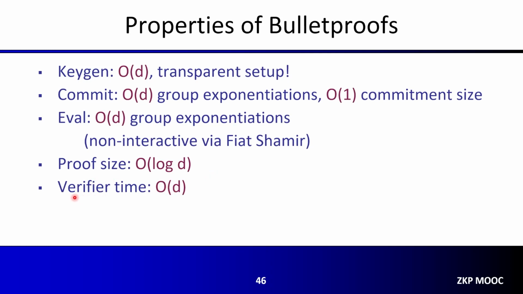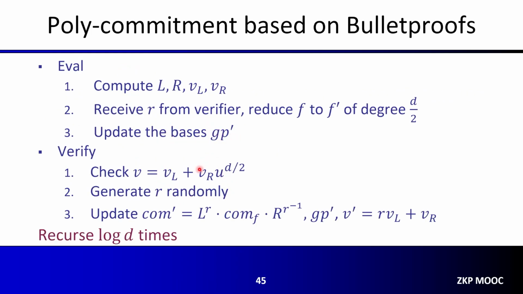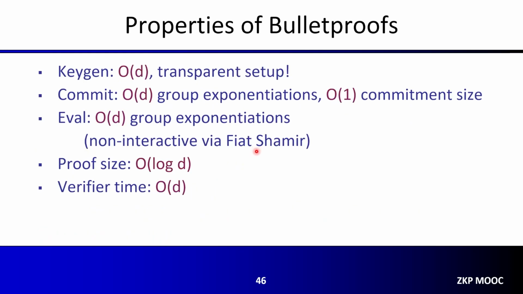Finally, one of the main drawbacks of this protocol based on bulletproofs is its verifier time. The verifier time is actually linear in the degree of this polynomial. That is because, recall, in the description of this protocol, the verifier also has to update these global parameters by combining two bases into one using this random number R. The complexity of this step is linear, which is the same as the complexity of the prover. So that is why the verifier time is quite slow in practice using this version of the polynomial commitment based on bulletproofs.